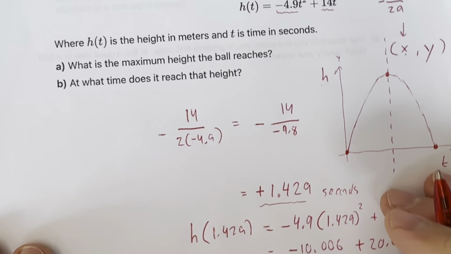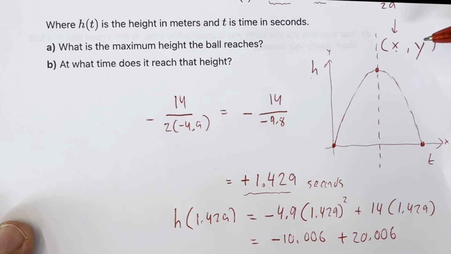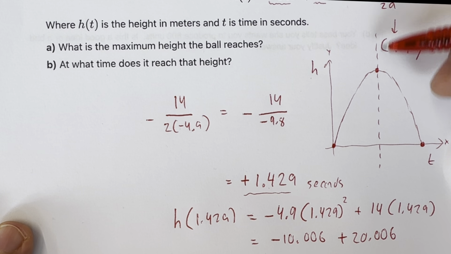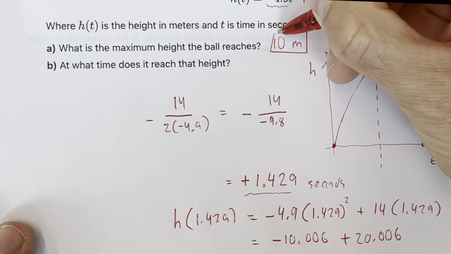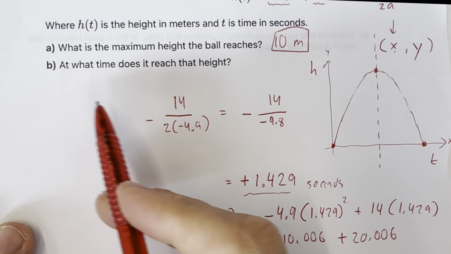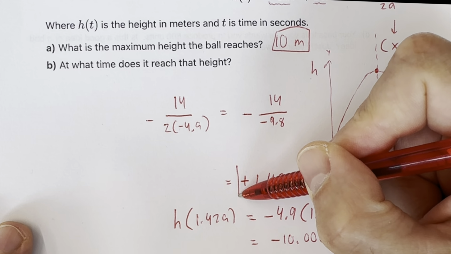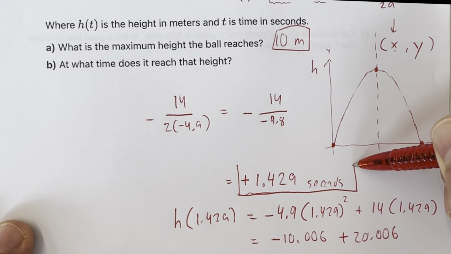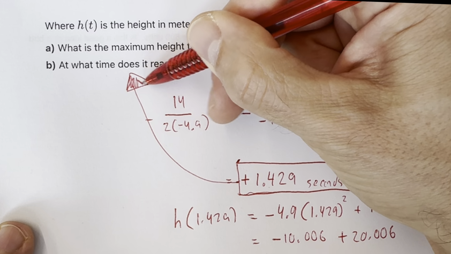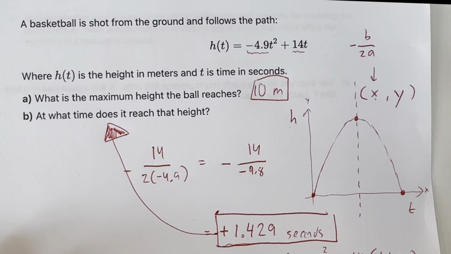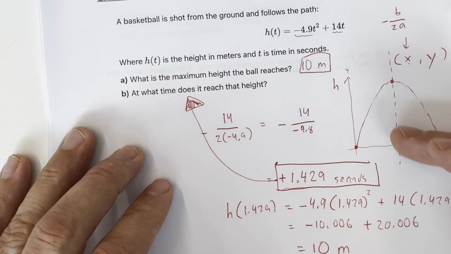So there you go. That's how you figure out the maximum height the ball reaches. Well, that's right here at the vertex. So that is 10 meters. And for question B, we actually already have that answer. What time did that happen? Well, 1.429 seconds. That's when that happened. Boom, it's all about inputs and outputs. All right, that is question 2 done and dusted.